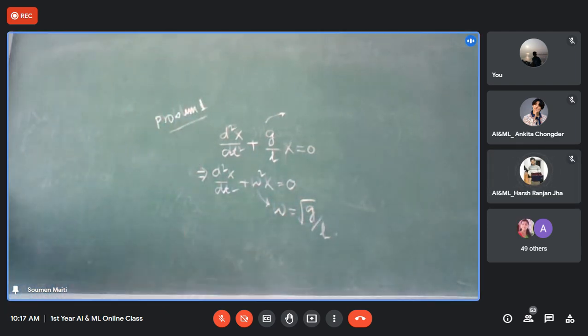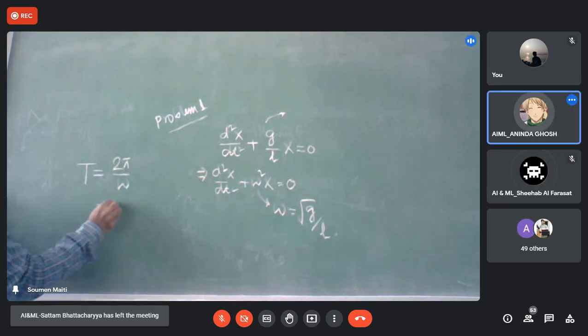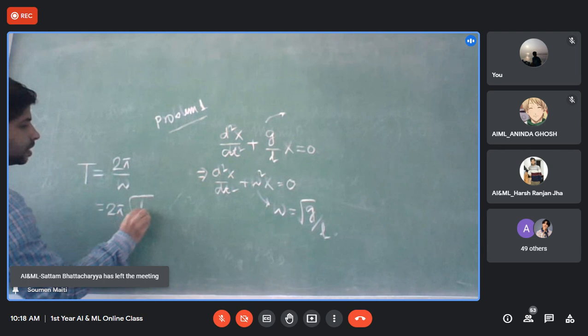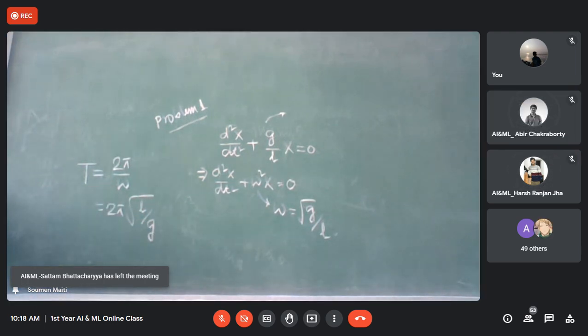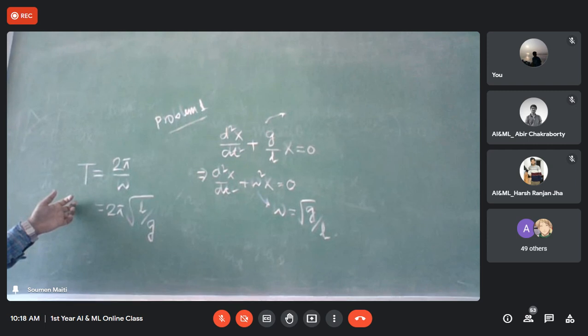Now look at this. If I ask you, what is the time period? T equal to 2 pi root over length by acceleration, l by g. Yes, sir. Okay, so this is the time period of a simple pendulum. Got my point? Yes, sir.